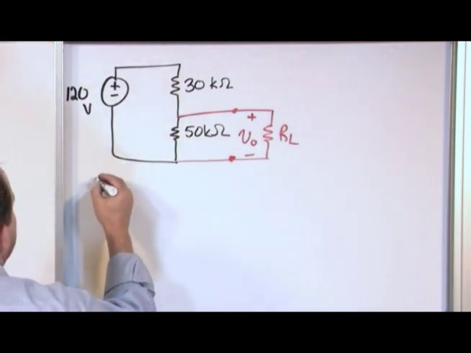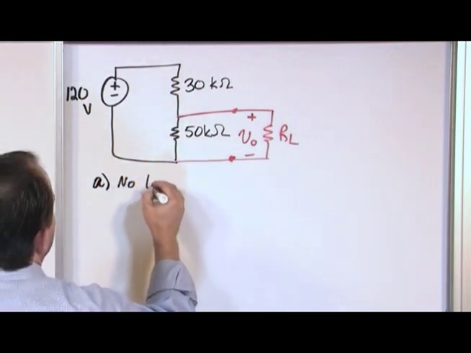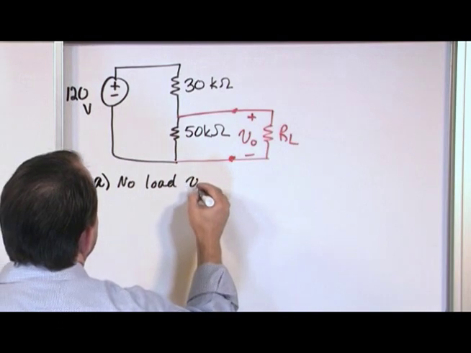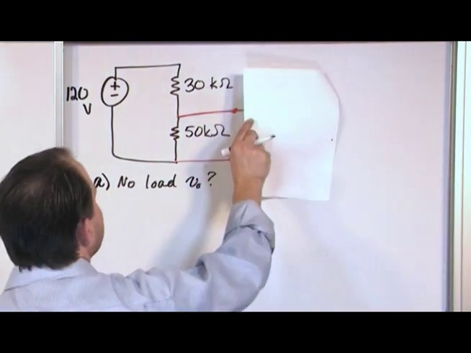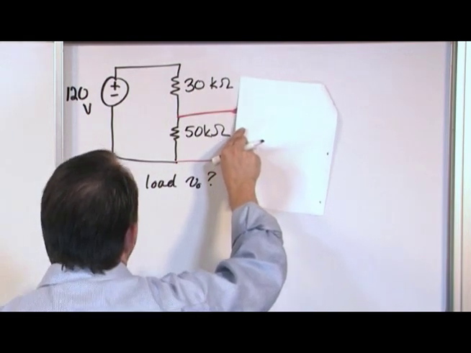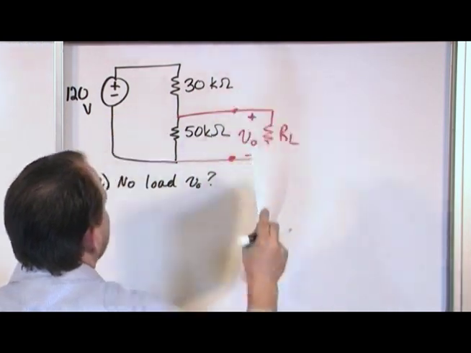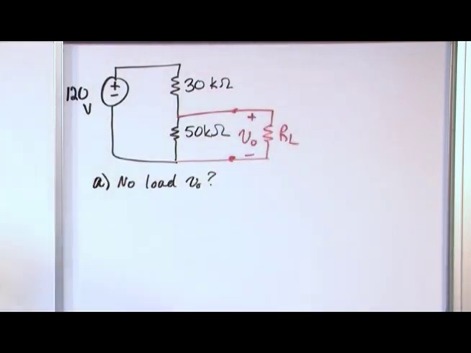So let's just say no load V naught. I'll put a question mark here. This is simple. What it means is you cover this up. There's no load there at all. You have a voltage divider. You want to know what's the voltage across the 50 kilo ohm resistor. You basically back up and use what we already just said.